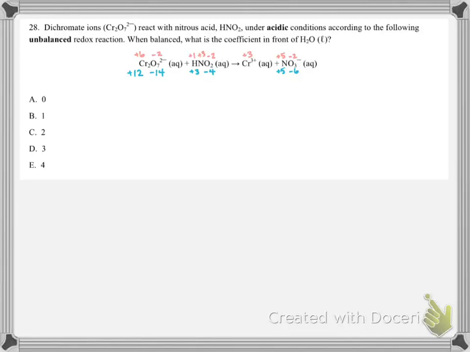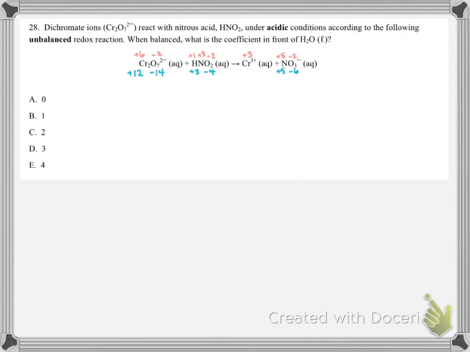Okay, for number 28, we are going to balance a redox reaction. And so to start, we're going to assign the oxidation numbers. And so you can see I've done that here. And where there are oxygens, I assign a -2. So here in this dichromate ion, we have -14 from those oxygens.